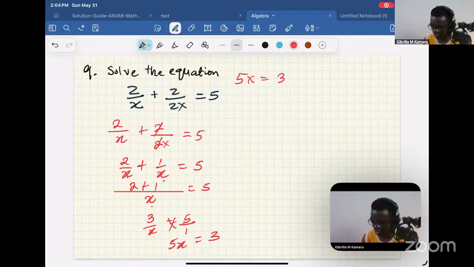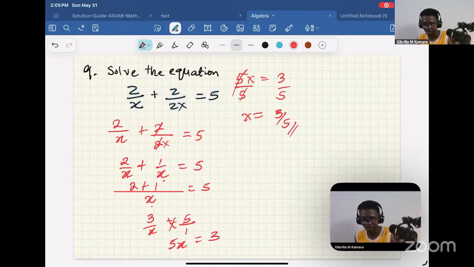This becomes 3 divided by 5. This by 5. X and this goes, where x is equals to 3 over 5. So that's how you solve that.